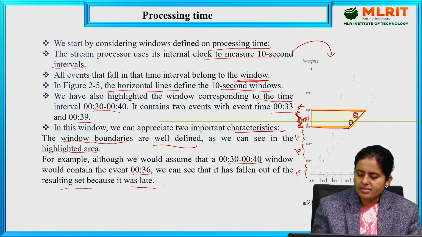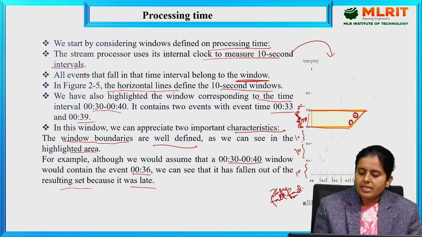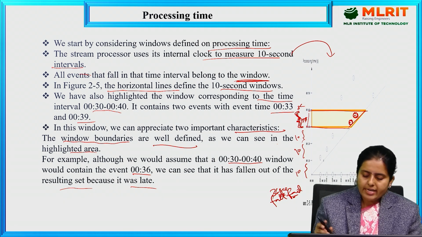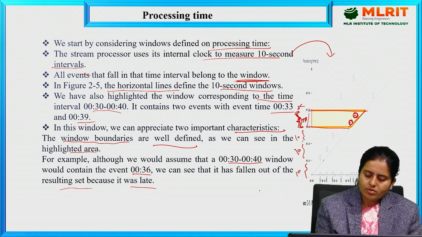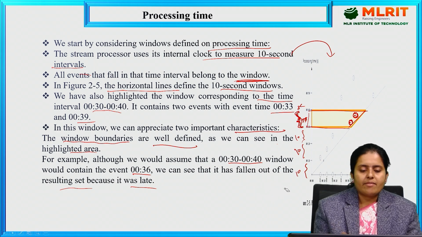So if we consider that the 36th second event has been generated and it has fallen out, it has failed to be captured by the system. So we can call it a late event, the event which was late for processing. We can call it a late arriving event.